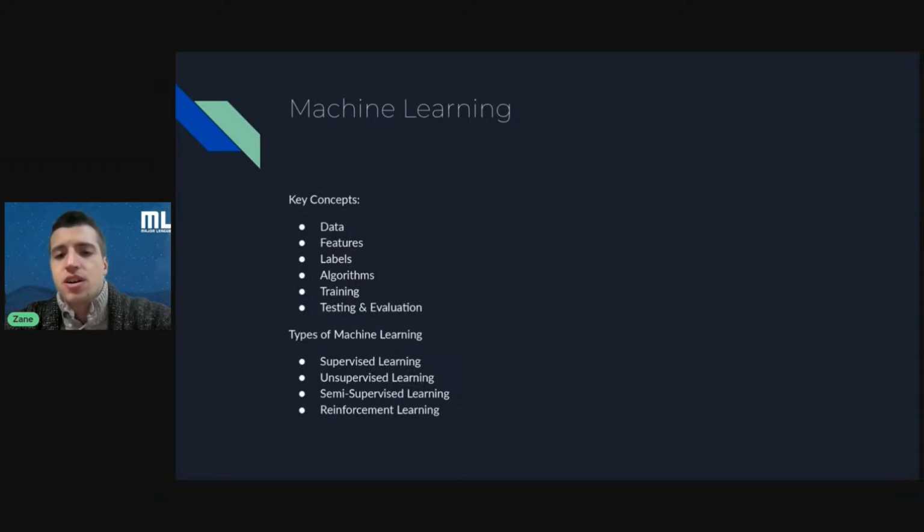There's training. Training a machine learning model involves feeding it with labeled data to learn patterns and relationships. The model adjusts its parameters to minimize the difference between predicted and actual labels. And finally, testing and evaluation. After training, models are tested on new, unseen data to evaluate their performance. Common evaluation metrics include accuracy, precision, recall, F1 score, and mean squared error.